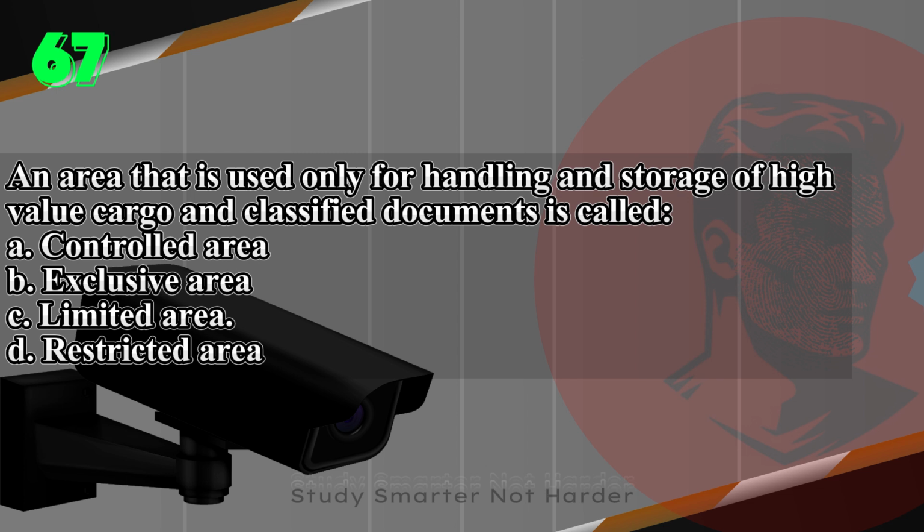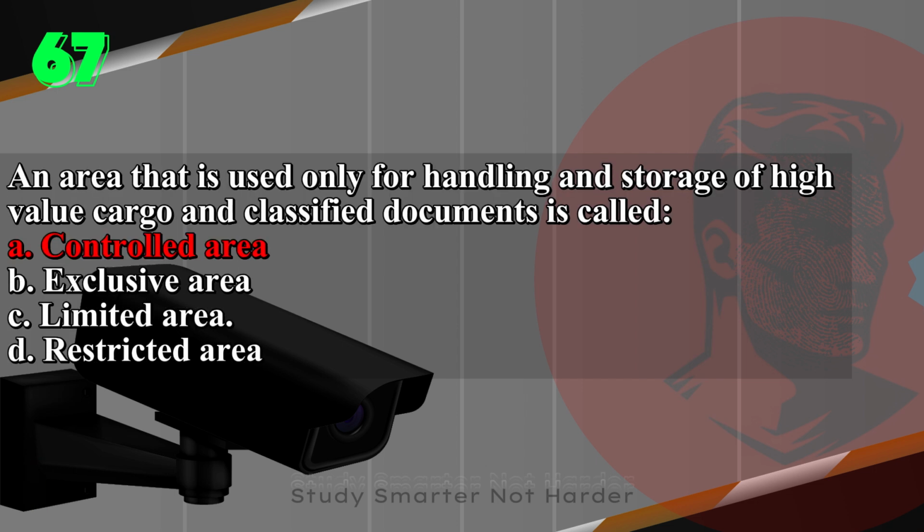67. An area that is used only for handling and storage of high-value cargo and classified documents is called A. Controlled area. B. Exclusive area. C. Limited area. D. Restricted area. A. Controlled area.